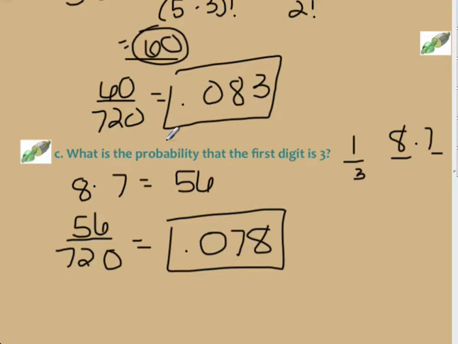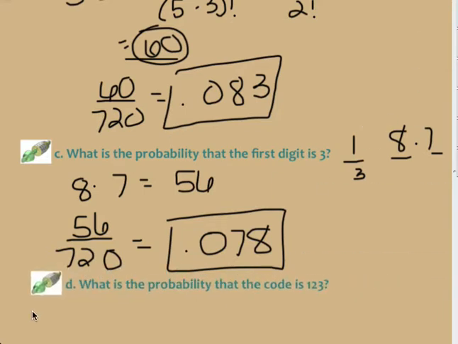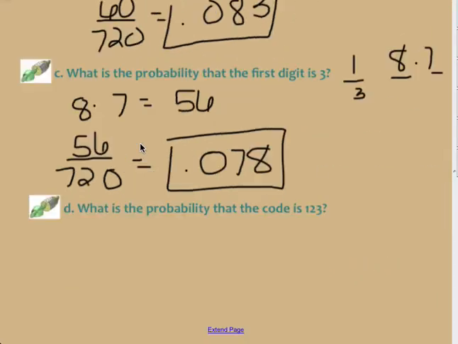All right, last but not least, let's take a look at part D. We want to find out the probability that the code is 1, 2, 3.